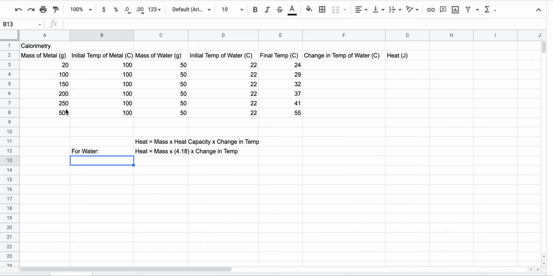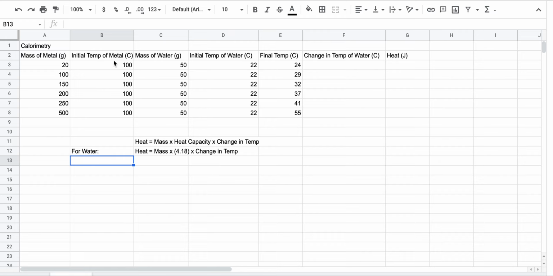And in this one, what we're going to do is have a metal and we're going to change the mass. So here we have 20 grams of that metal, 100, 150, 200, 250, and 500. So it's the mass that is going to change in this experiment.